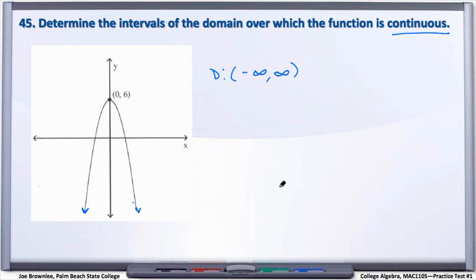And so we can say that the interval for this particular function for which it's continuous is from negative infinity to positive infinity. At no point when graphing this function do we have to lift up our pencil from the paper, and so it's continuous over the entirety of its domain.